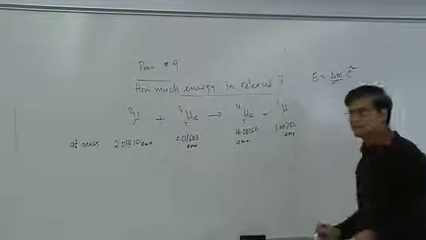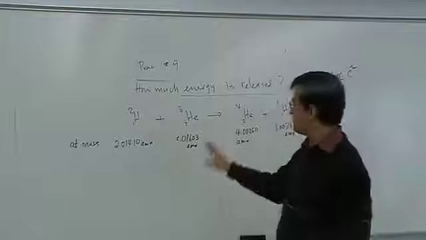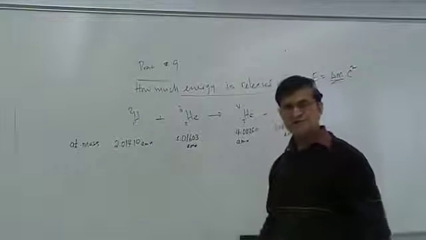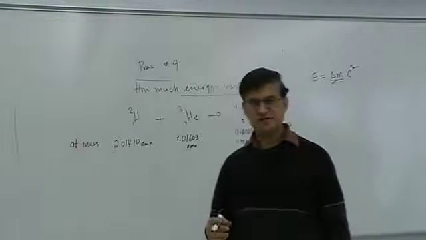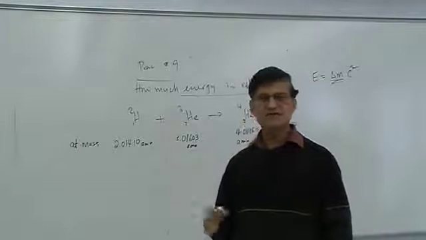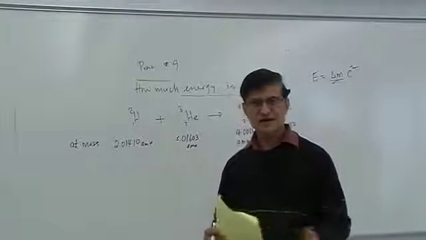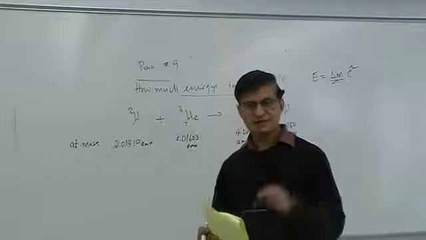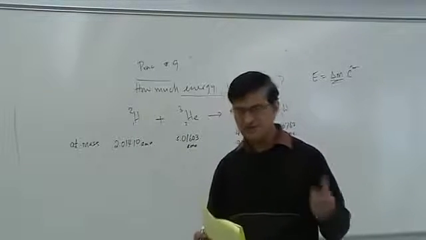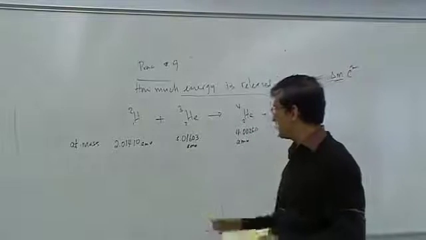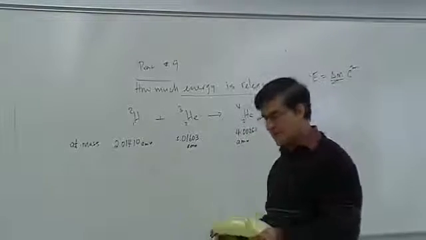This is the mass that decreased as you go from reactant to product. This is unlike a chemical reaction. In a chemical reaction, there is no change in mass. In a nuclear reaction, there is a change in mass. As you go from reactant to product, the mass is decreased, and that is changed to energy. That's how we get energy from a nuclear reaction.